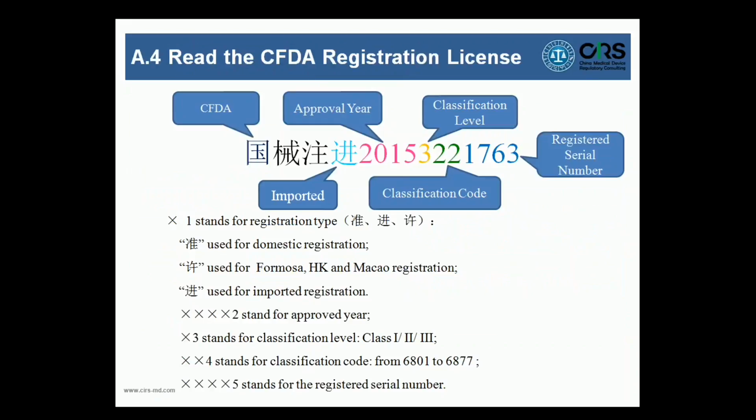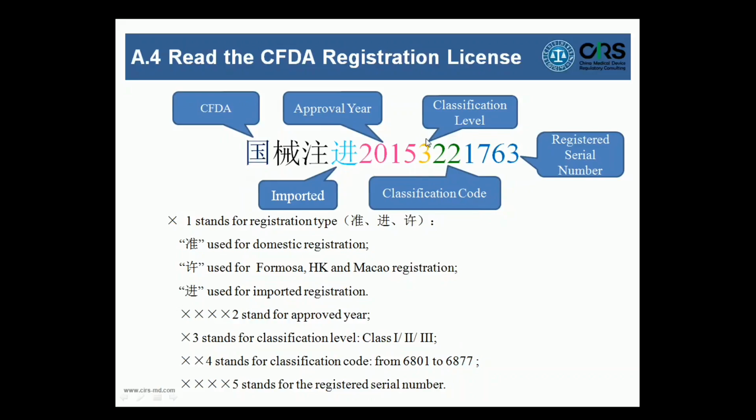After talking about how to recognize the CFDA category code, we can talk about how to read the CFDA registration license. And from this year, CFDA began to use the new license number. Take this one for example. The first character in Chinese, we read it as Guo, and it stands for China. Also, it stands for the CFDA. And the fourth character in Chinese reads as Jin, so it stands for imported. So it's for the imported products. And these four characters stand for the approval year.